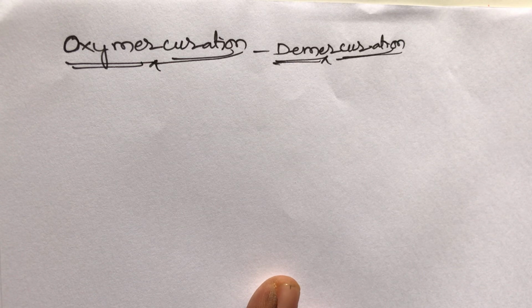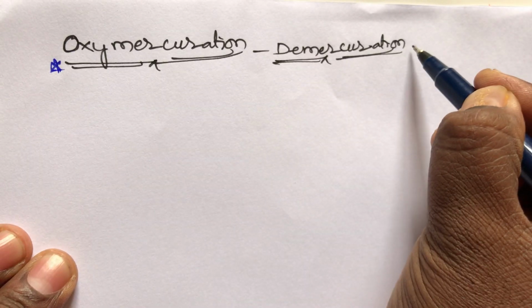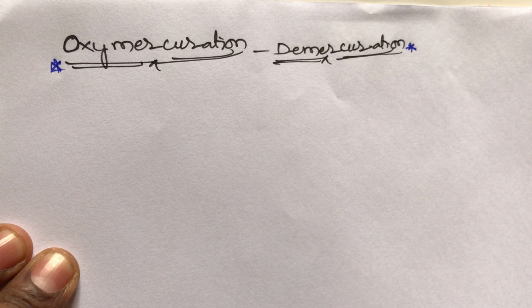Next topic continuation, that is addition of water. Addition of water to alkenes means hydration of alkenes. The next application is oxymercuration and demercuration. Oxymercuration and demercuration is a two-step reaction. The first step is oxymercuration and the second step is demercuration.